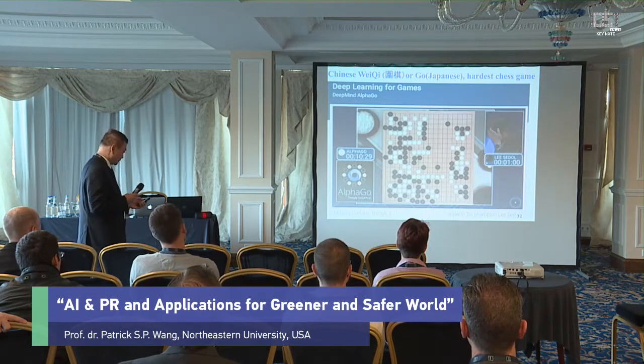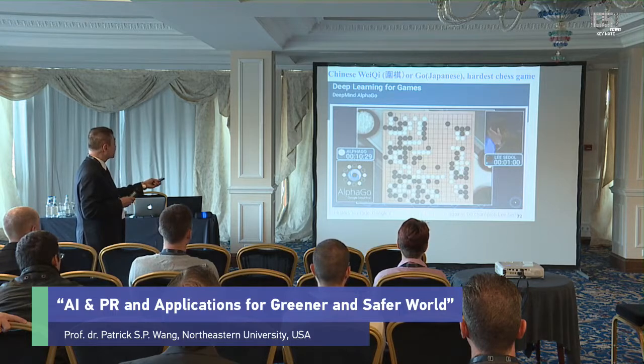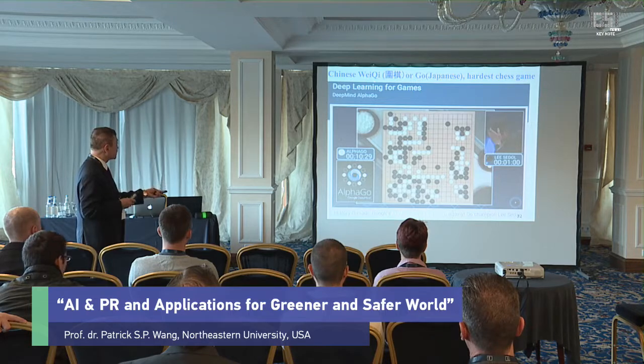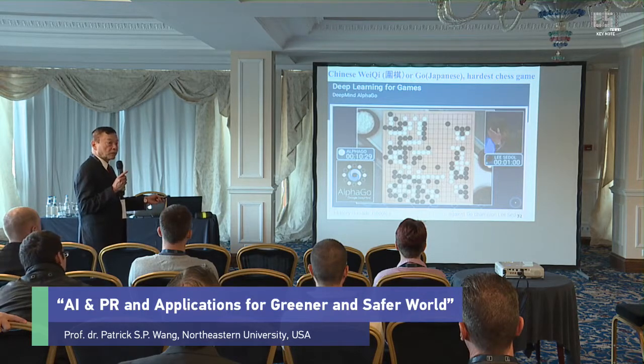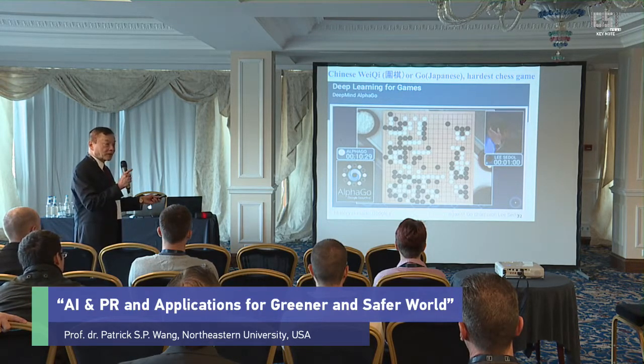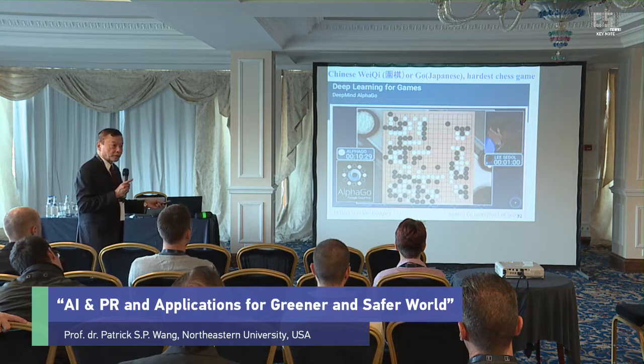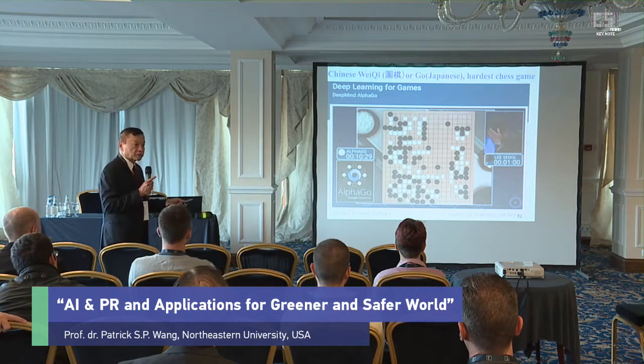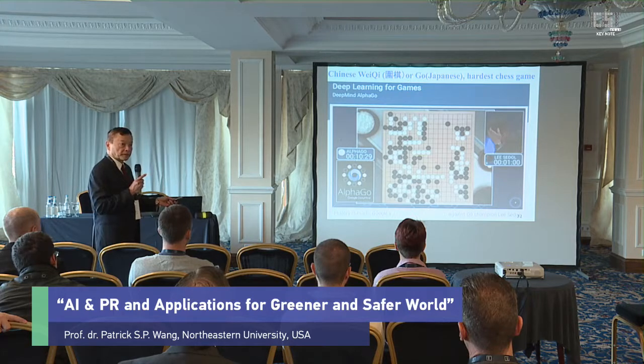Here is an example of the so-called Weiqi, which originally means surrounding chess. It's a strategy of surrounding your enemy. There are only two colors, white and black. You try to surround your enemy and occupy a larger area. At the end, whoever occupies the larger area wins. That's why it's called Weiqi. In Japanese, it's called Go, and the Western side only knows it as Go because they learned it from the Japanese. But the Japanese learned from China. So originally, it's called Weiqi.